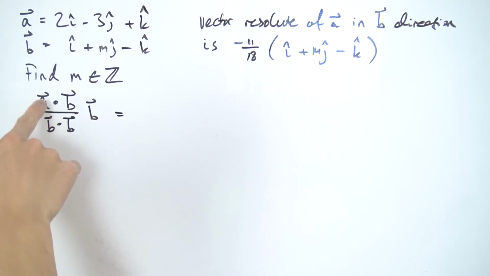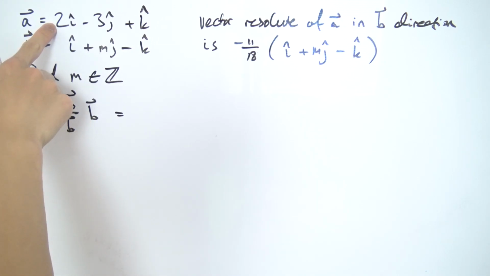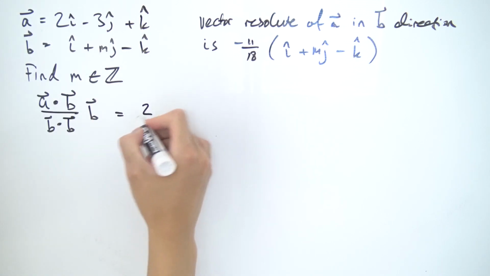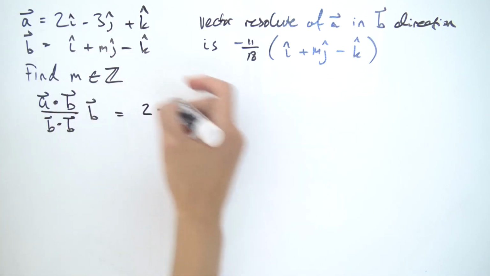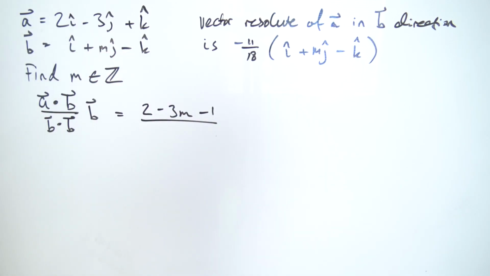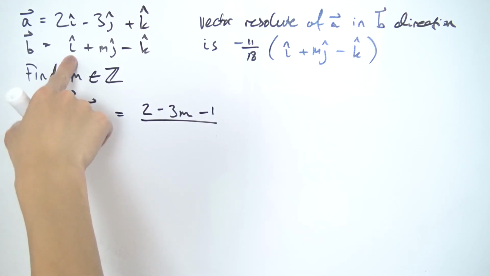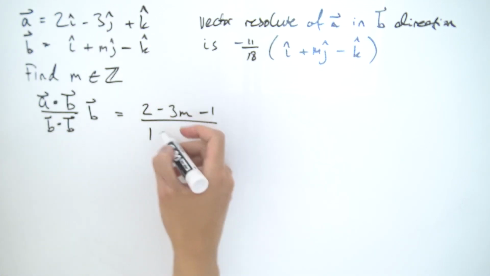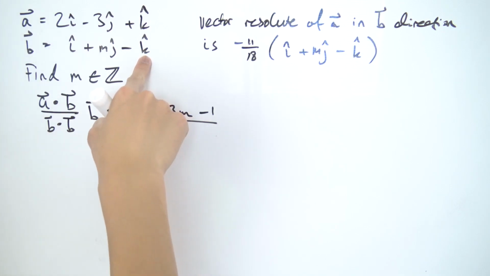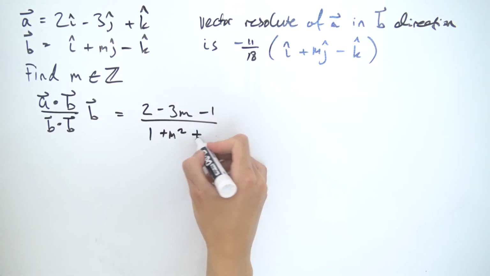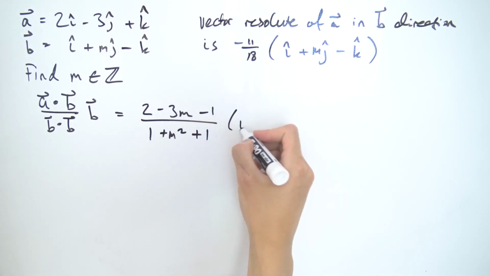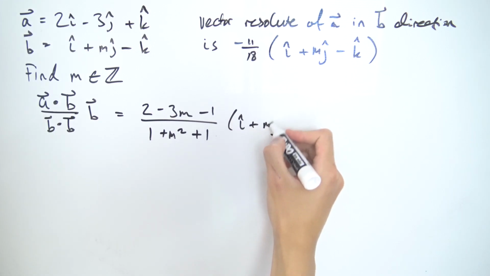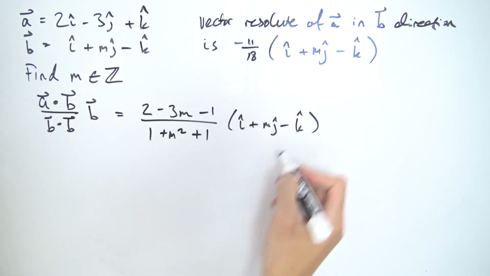The first thing to do is to compute a dot b. So 2 times 1, which is 2, minus 3 times m, which is minus 3m, and 1 times minus 1, which is minus 1. This is divided by b dot b, so we take 1 times 1, which is 1, m times m, which is m squared, and then minus 1 times minus 1, which is just 1. And this is times b, but b is the vector i plus mj minus k, like so.